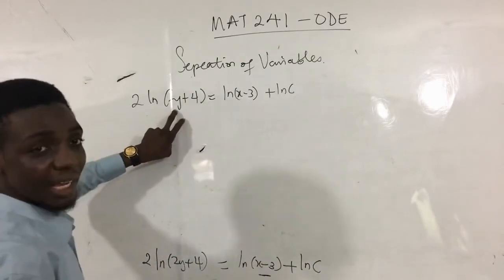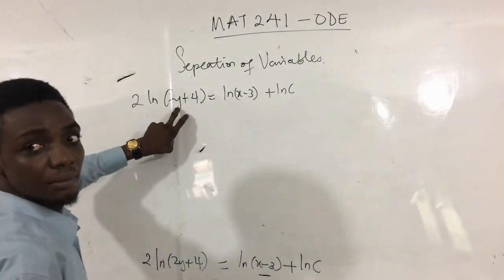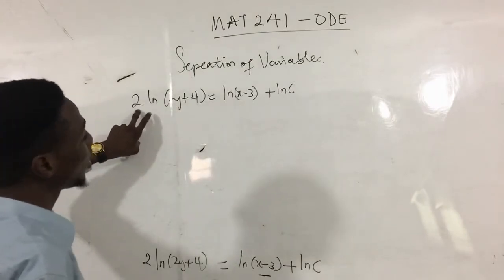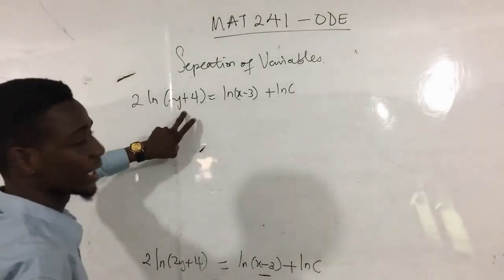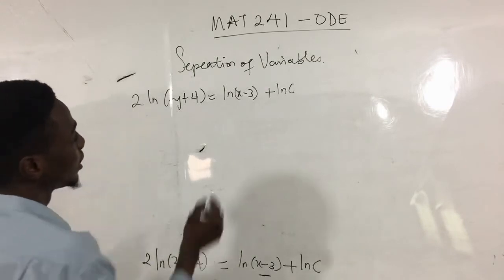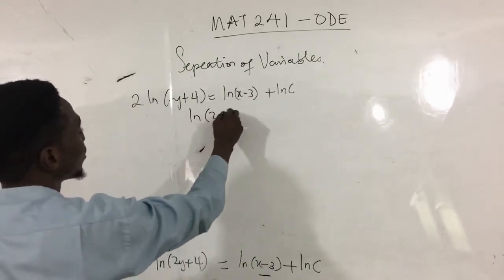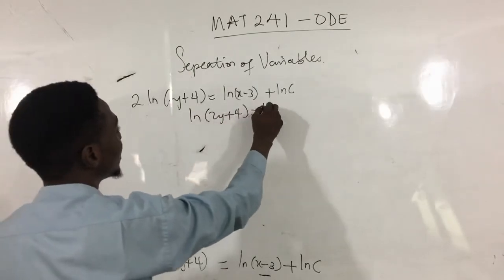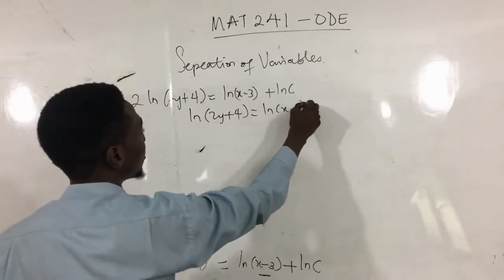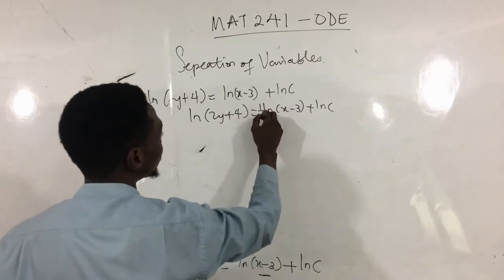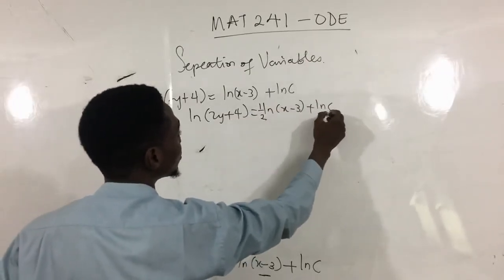So now our aim is still to find y, as always. So we want to isolate y. Now 2 is on this side, we don't want 2 on this side, we want only y. So first of all, we remove 2 from here by dividing both sides by 2. So we have ln(2y + 4) equals (ln(x - 3) + ln c) divided by 2. Okay, so this is 1 over 2 and this is 1 over 2.